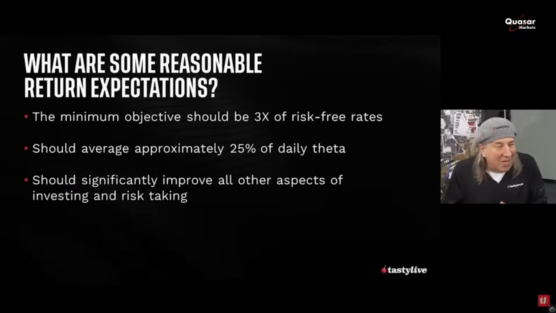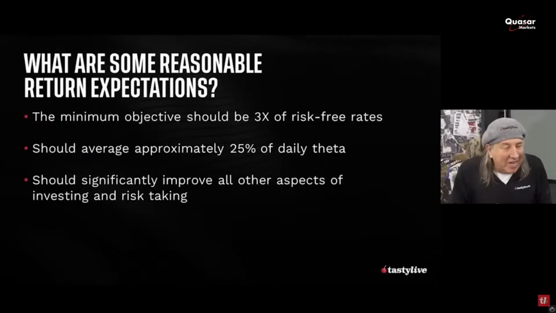It could be 3% a month. If you have a smaller account, it's easier to hit higher numbers. But my point is, I don't care what the max is. I care what the min is. And the minimum of your objective should be around 3 times the risk-free rates. So we're talking, let's call it right around 15 to 18% on the minimum side, because that makes all this worth it. You should average approximately 25% of your daily theta, keeping it.